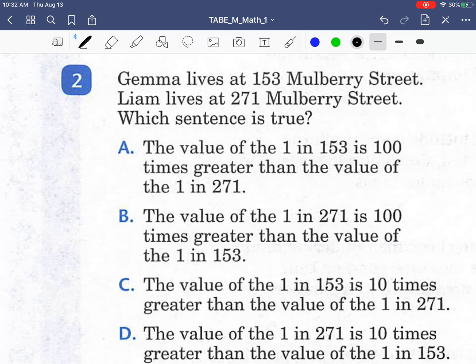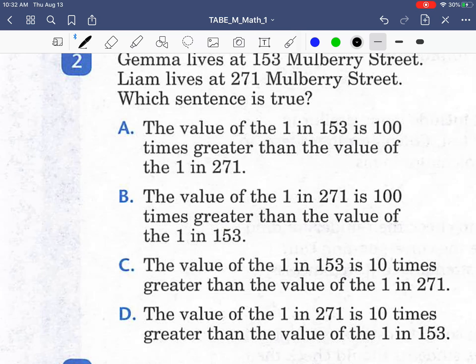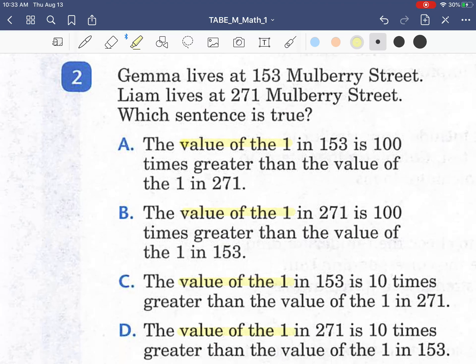Gemma lives at 153 Mulberry Street. Liam lives at 271 Mulberry Street. Which sentence is true? So as I glance down through all of these choices, notice that they all have the value of 1. So I'm going to look at the value of the 1 in each of my numbers. Okay, so I have the value of the 153. The 1 is in the hundreds place. The value of the 1 at Liam's address is just 1. It's in the units place. So we are looking at a difference of 100 times.